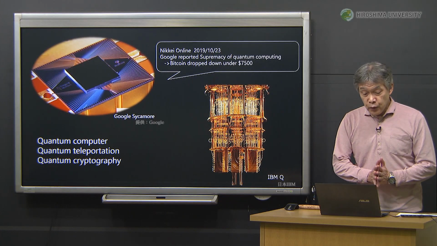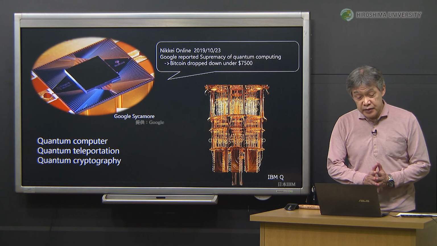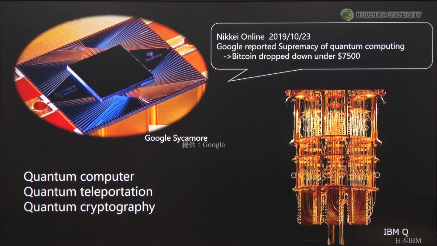Recently, for example, in 2019, there was one news item from the newspaper Nikkei Online. At that time, Google reported supremacy of quantum computing. That is big news. An important or interesting point is that, triggered by that news, Bitcoin dropped to under $7,500. So why does this happen? This is the reason why quantum computing is very interesting and attracting attention.